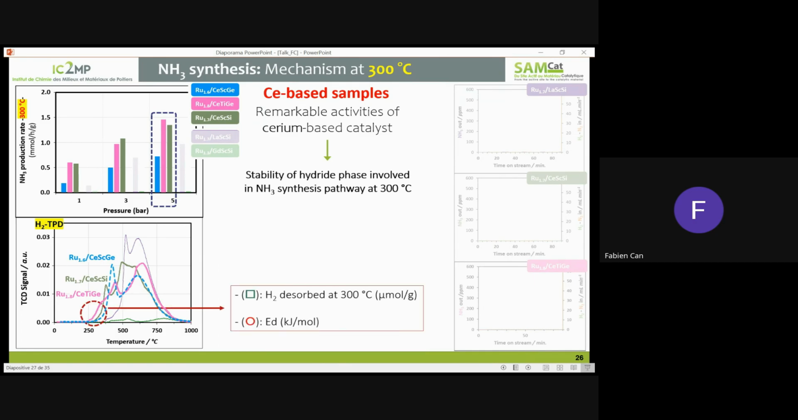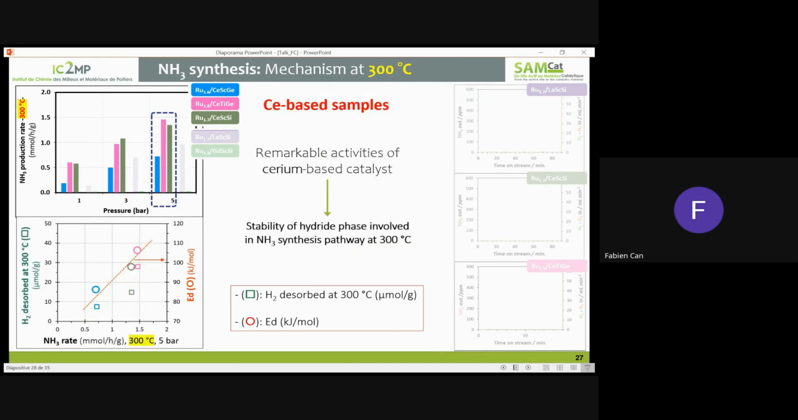So based on this curve, we calculate two specific parameters. The first one is the amount of hydrogen desorbed up to 300 degrees C. We can integrate the curve and obtain the amount of hydrogen available in this sample at the temperature where the ammonia production was performed. We can also try to calculate the apparent desorption energy of H2 with the Arrhenius plot, using some data at the beginning of the slope of the curve. It's not easy.